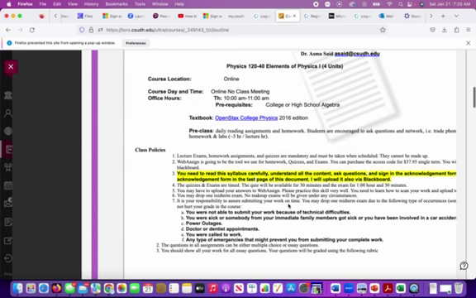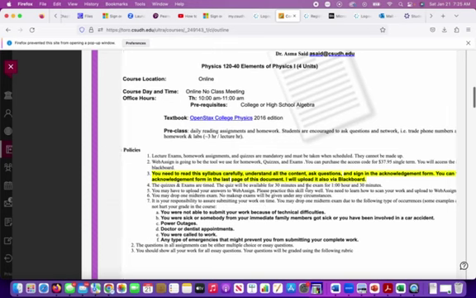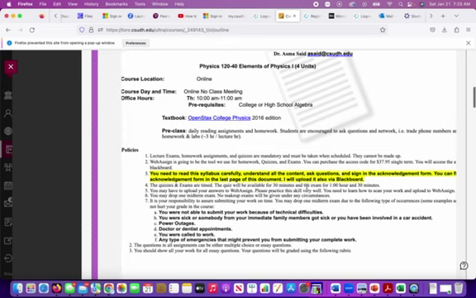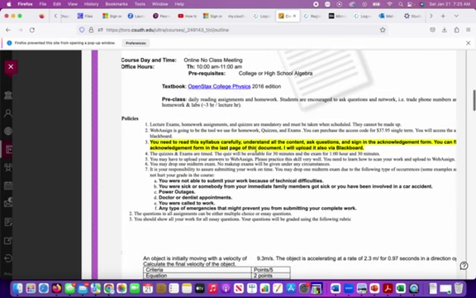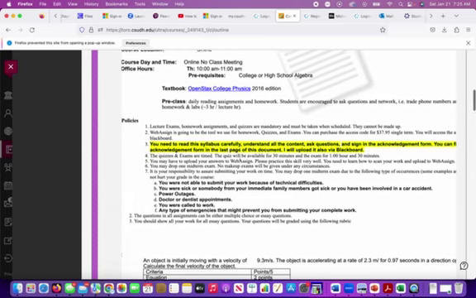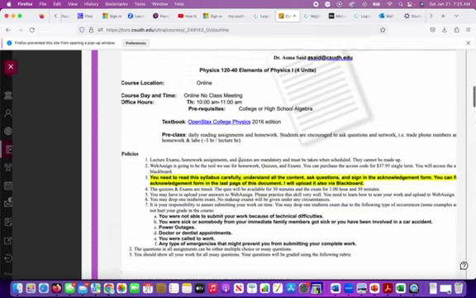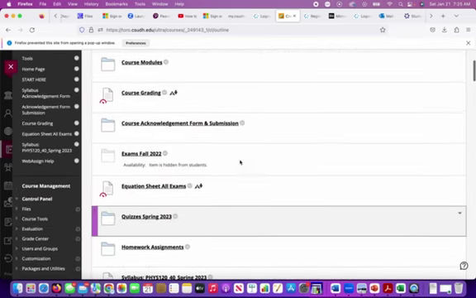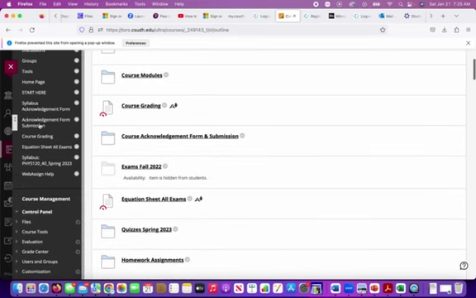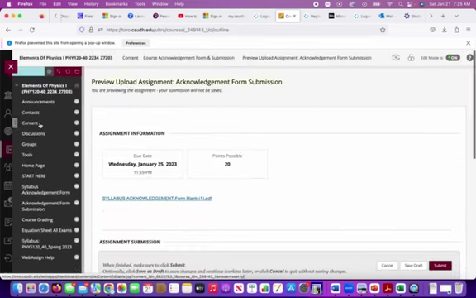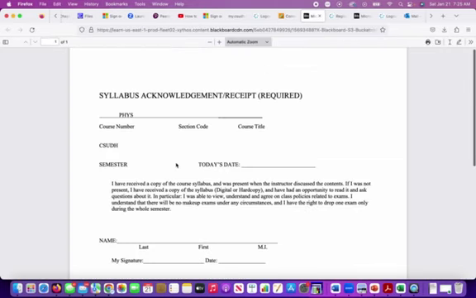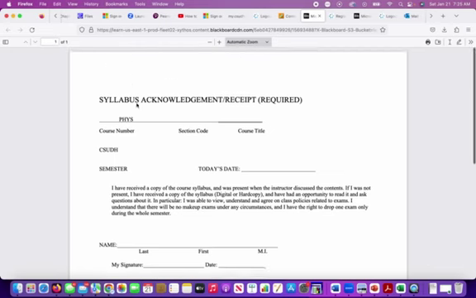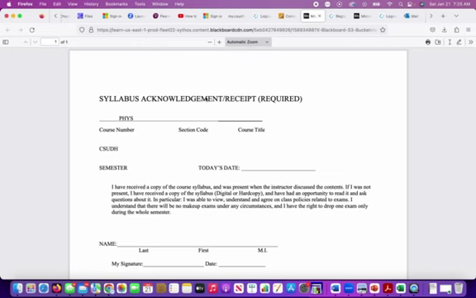Let's go back. You need to read the syllabus carefully, understand all the content, ask questions, and sign the acknowledgement form. You can find the acknowledgement form on the last page. Also, I will upload one to Blackboard. Here is, look, acknowledgement form submission. You're going to have the blank one, it's here, all right? And you are going to have also the submission.